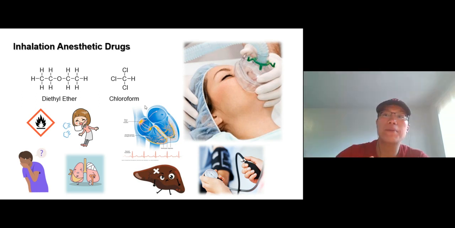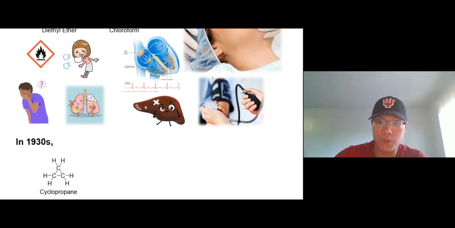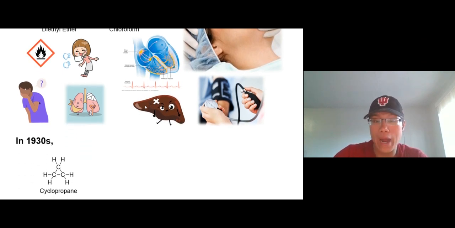Anyway, so they were looking for other types of anesthetic drugs later, and cyclopropane is one of those. We don't use cyclopropane anymore, but that was in about 1930, almost 100 years ago. Cyclopropane did not induce vomiting, so that's good, and did not cause liver damage, so that's good. When you use it, you can maintain the normal blood pressure of the patient, and the patient recovers more quickly.